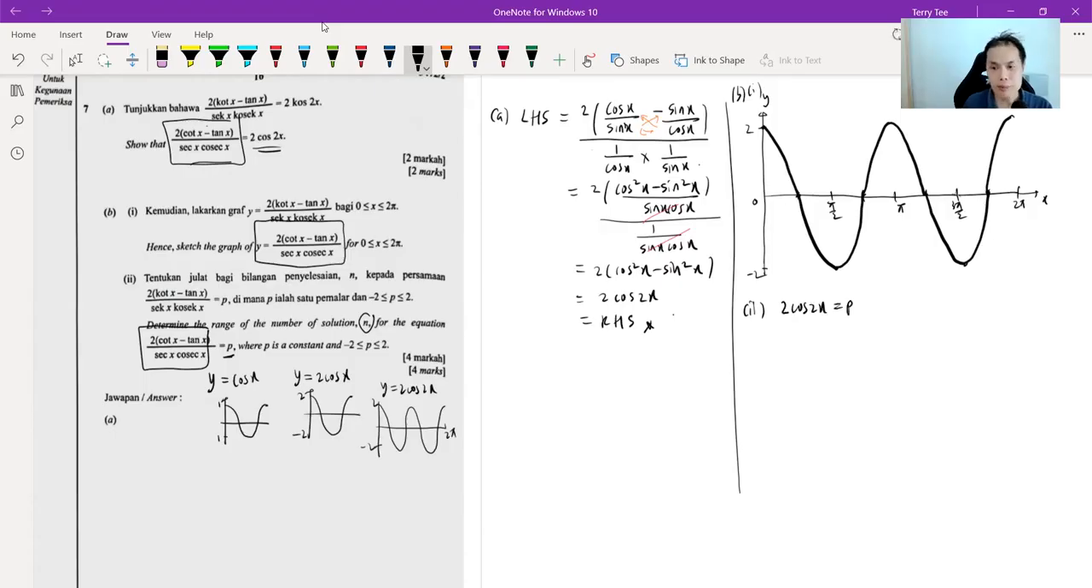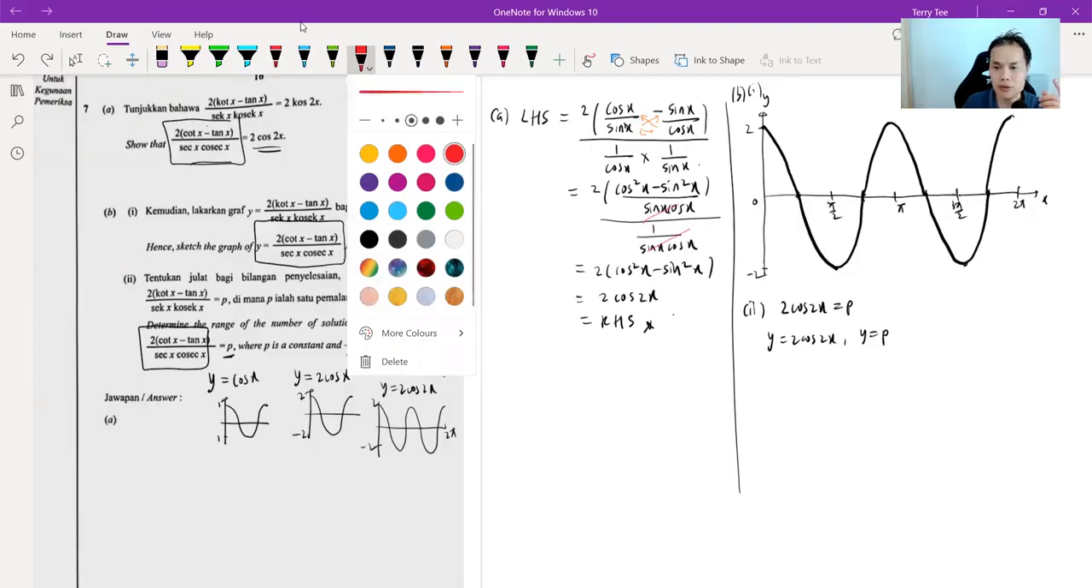So this equation can be solved by drawing 2 graphs. The first graph is y equals 2 cos 2x, which is what we have already. The second graph is y equals p. Now, y equals p is a horizontal line, right? The question already mentioned that p is between -2 and 2. That means your p can be here. Let me draw a horizontal line. Again, let me use a different color pen and maybe a thicker pen. Okay, so let's say I use red color.